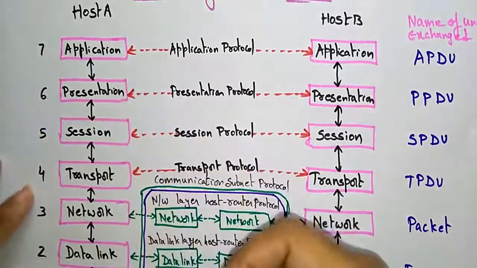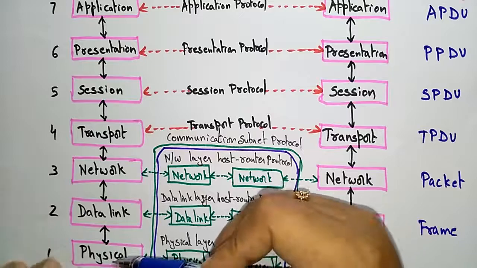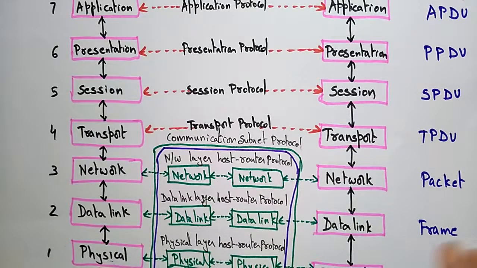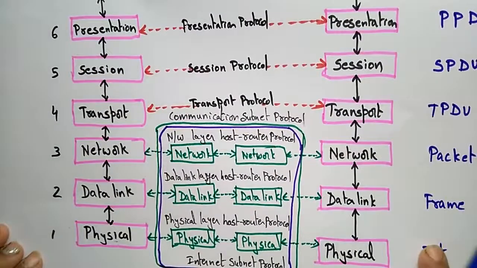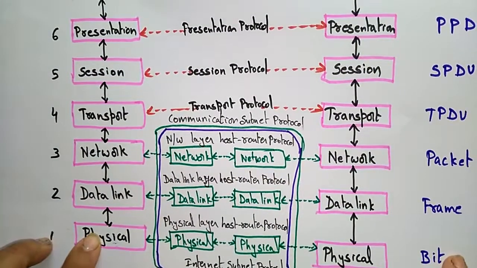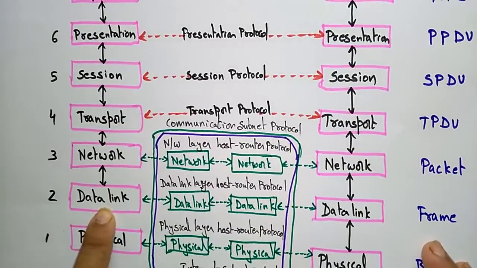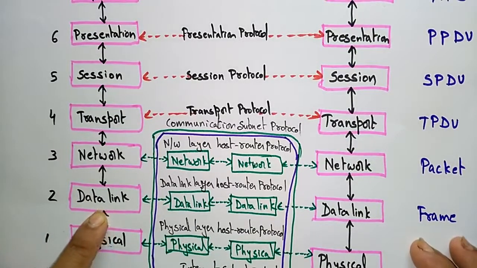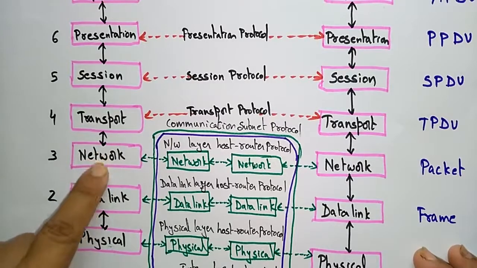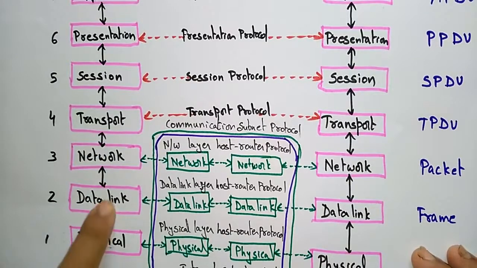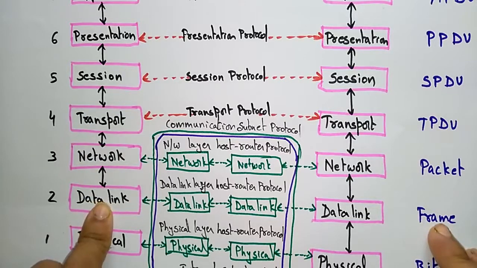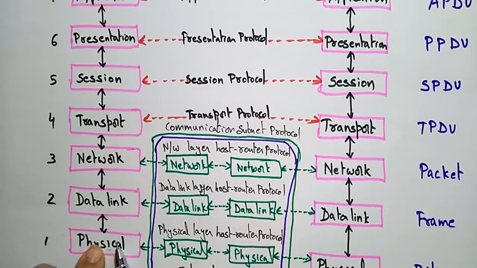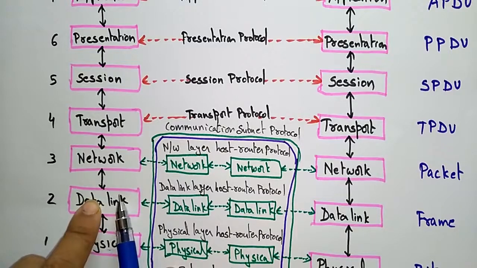The first layer is the physical layer. In the physical layer everything is in the form of bits. The name of the unit exchanged in this layer is the bit, meaning ones and zeros. The second layer is the data link layer. The data link layer takes the information from the network layer and transmits the data to the physical layer. The data link layer holds the data in the form of frames. So here it is bits, ones and zeros, and here it is frames.